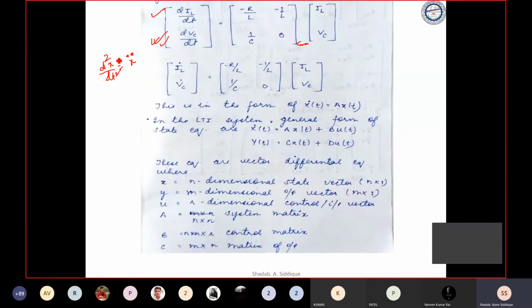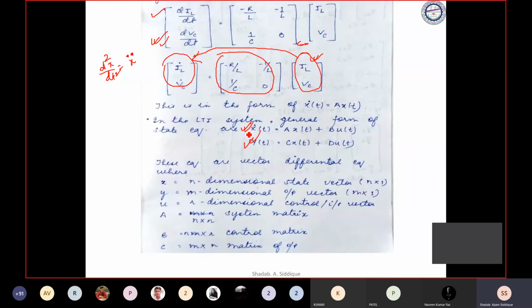So we have represented it in the form of IL dot and VC dot. This is the equation in the form of x dot of t is equal to A x of t, where x dot is this matrix, A is this matrix and x is this matrix. You can see here we have x of t, and x dot of t means the differentiation of this. So that will be in the form of a state equation.